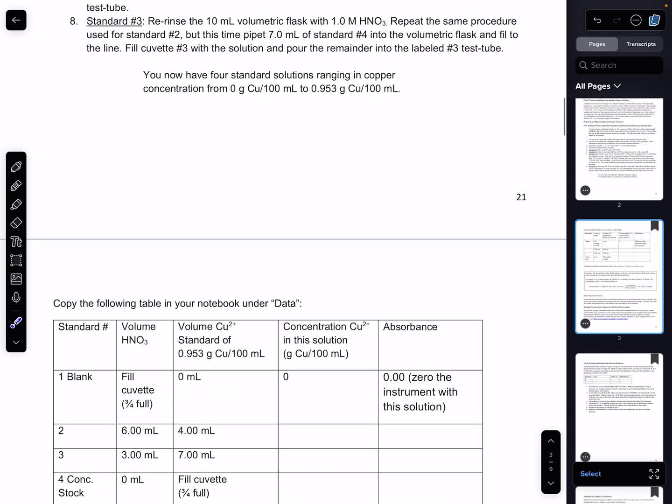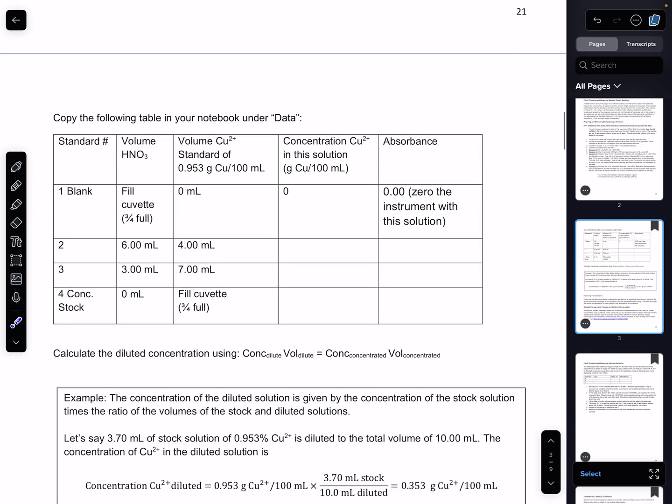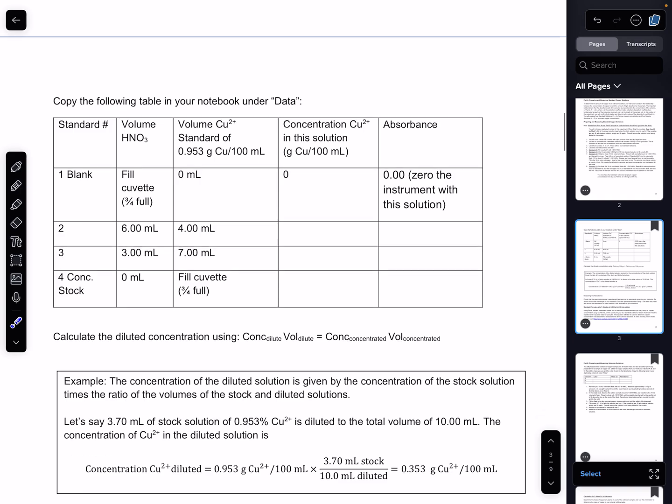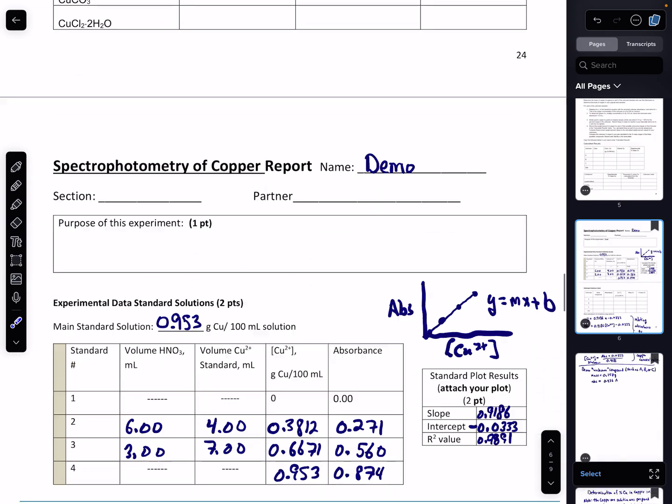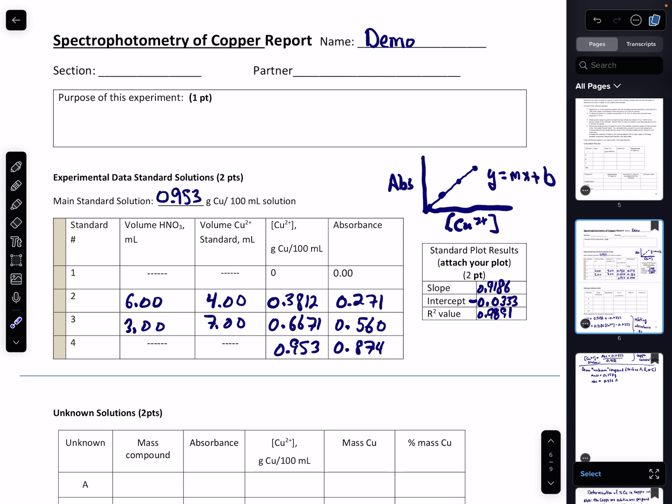And so the first part of the experiment, students make up a set of four solutions that have known copper concentrations. We call those standards. And we've done that in a separate video. And so in the first sample, it's just nitric acid, so there's no copper in it. It has a zero concentration and a zero absorbance.